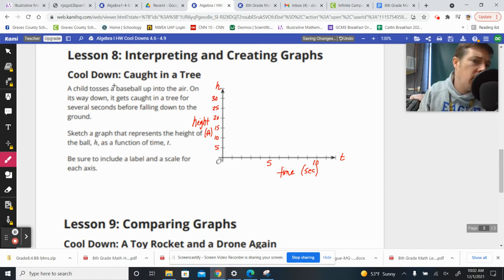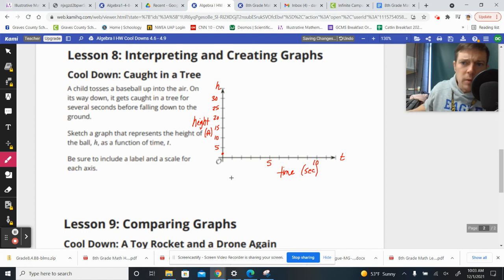Now, when the child tosses this baseball up in the air, the ball is probably starting at a height off the ground. He's not going to hold the ball on the ground and then throw it up. He's going to hold it probably at about waist height and then fling it up in the air. So it's not going to start at the origin. It's probably going to start, I'd say, around 1 or 2 foot above the ground. So I'm going to say that my graph's going to start here.